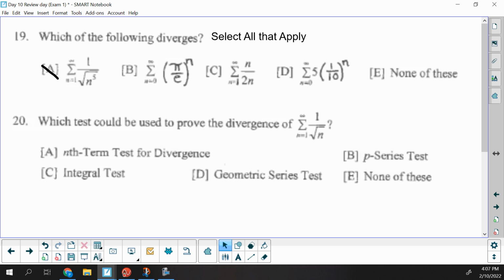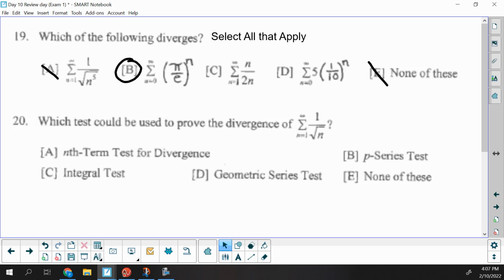In B, pi is 3.14, e is 2.7. So we have a numerator that's bigger than a denominator. So your absolute value of r in that geometric would be greater than 1, so that's going to diverge. So B definitely works, meaning we can cross out E.